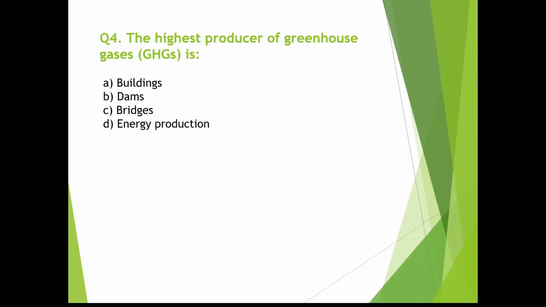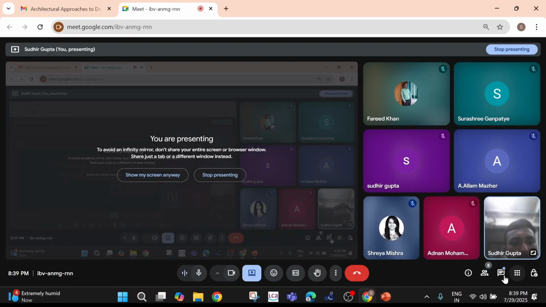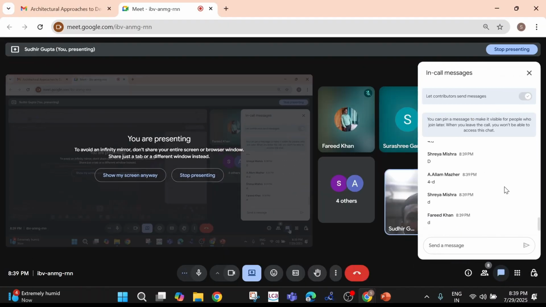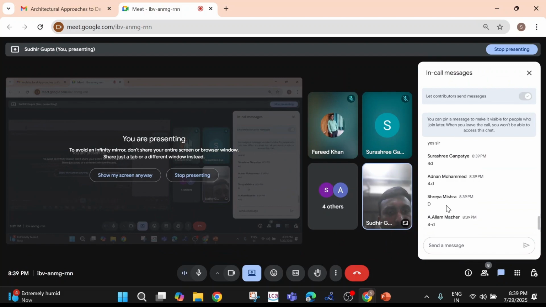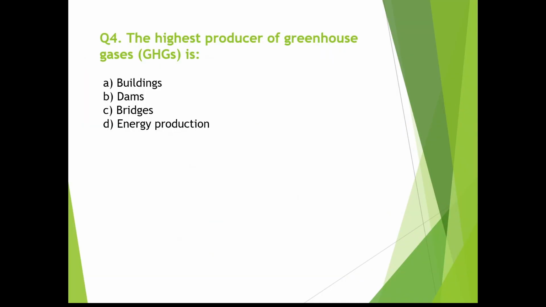Let me move to the chat. How many of you have a similar view, or how many of you are giving different answers? Yes, as I can see, Shreya, Adnan, all of you are very active, and all of you have answered option D. So the point of view of all of you is the same. Option D is the correct answer, that is energy production. This sector is the highest producer of greenhouse gas.